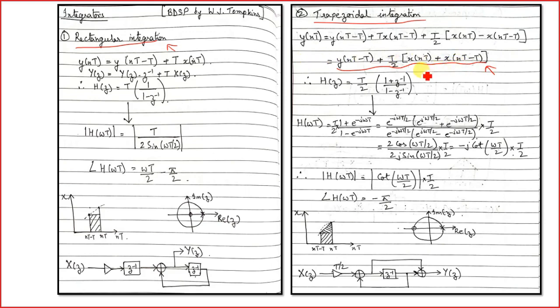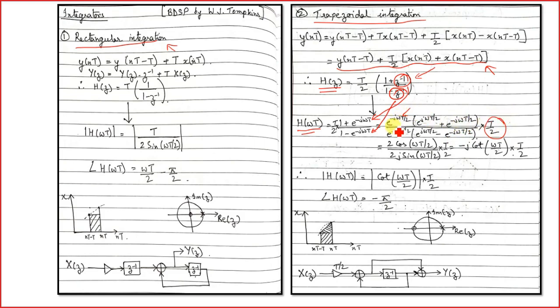Now from here, if you perform the Z transform, you get H(z) equals T/2 times (1 + z^-1) divided by (1 − z^-1). Now for H(ωT), we have T/2 times (1 + e^(−jωT)) divided by (1 − e^(−jωT)). This kind of analysis we have previously done. So from here I will take e^(−jωT/2) common, and we get (e^(jωT/2) + e^(−jωT/2)) divided by (e^(jωT/2) − e^(−jωT/2)) multiplied by T/2.